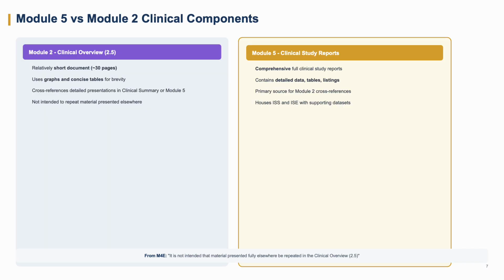Now let's look at the detailed table of contents for Module 5. This structure comes from ICH M4E, the CTD Efficacy Guideline, and the Comprehensive Table of Contents Headings document. Section 5.2 contains a tabular listing of all clinical studies. This is essentially your clinical study index, a table that lists every clinical study with key information like study number, design, patient population, and status. Section 5.3 is where all the clinical study reports reside, organized by study type.